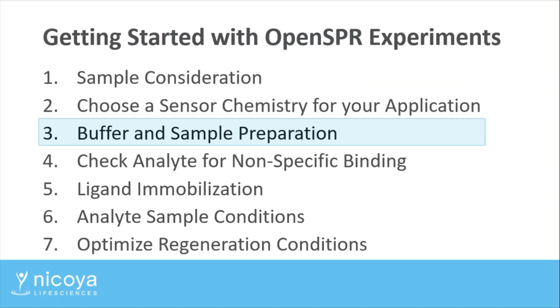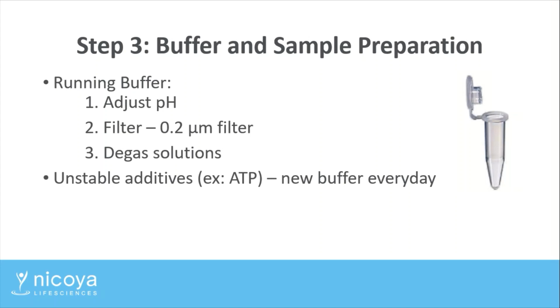Once you have your sensor chemistry chosen, the next thing you'll have to do is focus on your buffer and sample preparation, because the quality of sample preparation will be key for obtaining accurate binding kinetics. First, you'll want to ensure that your running buffer is properly pH adjusted. You want it to be filtered, most commonly using a 0.2 micron filter, to remove any aggregates or dust, which will prevent them from accumulating within the tubing of the instrument. And you want your running buffer degassed, which will prevent any accumulation of microbubbles within the instrument.